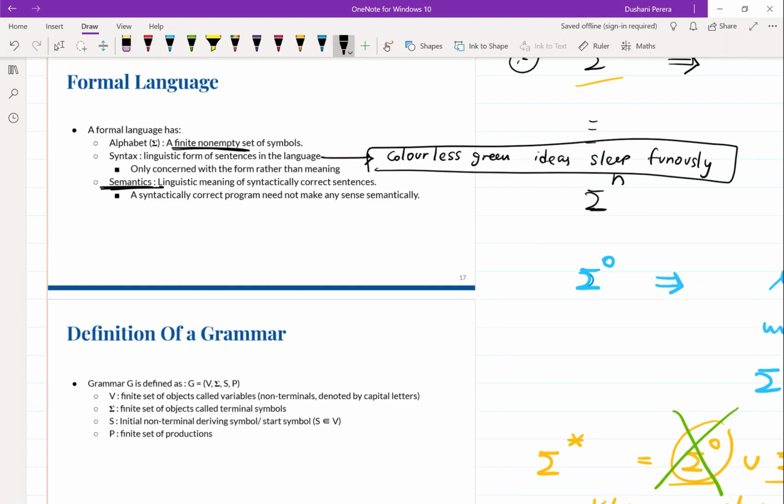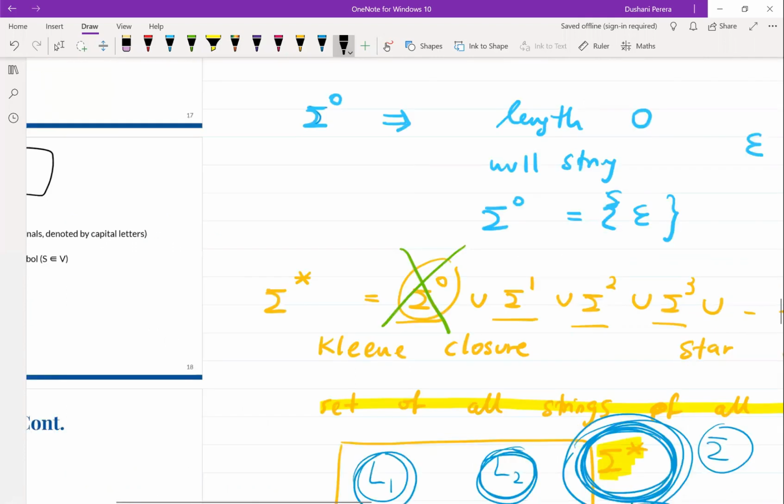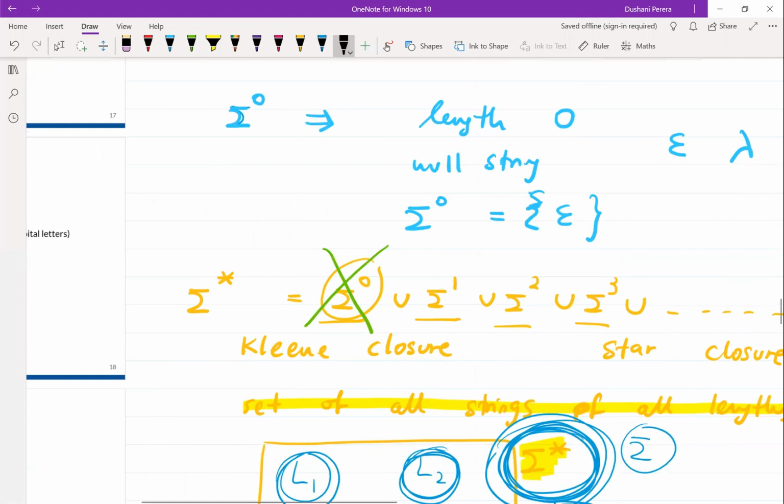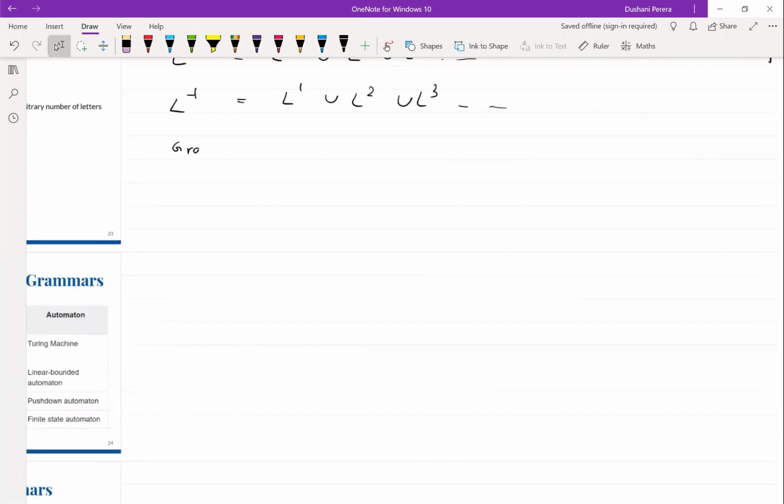Then අපි යනවා to talk about the definition of a grammar. Now let's define a grammar. The definition of a grammar. Okay, so now let's say this grammar is G. Let's symbolize it by G. So G can be denoted using 4 parameters: V, sigma, S, P.